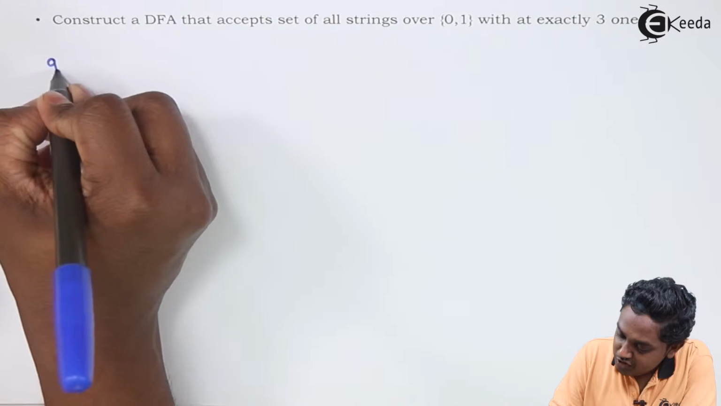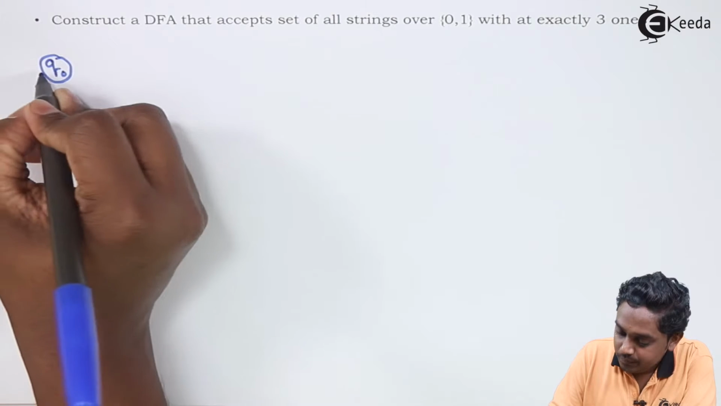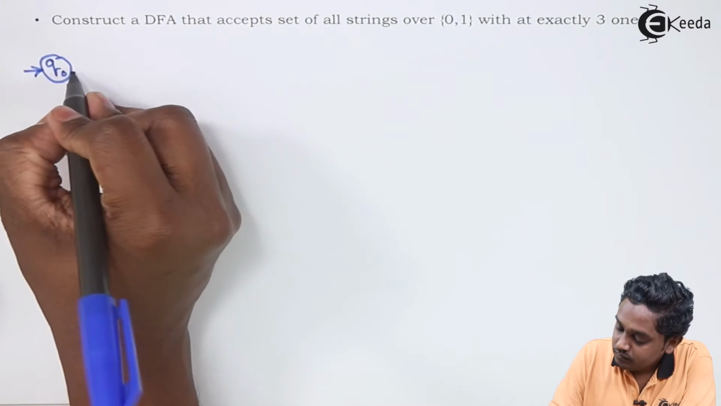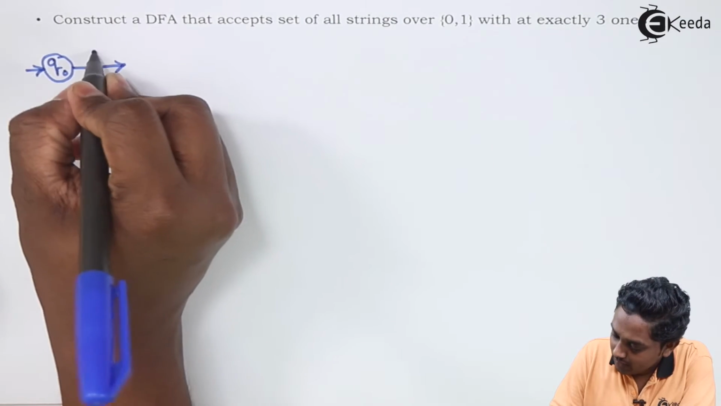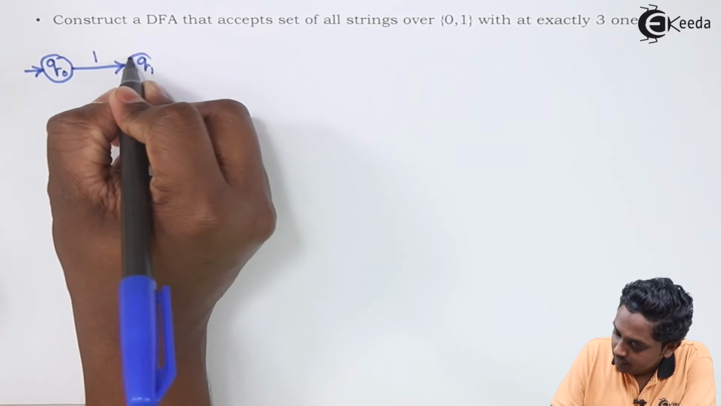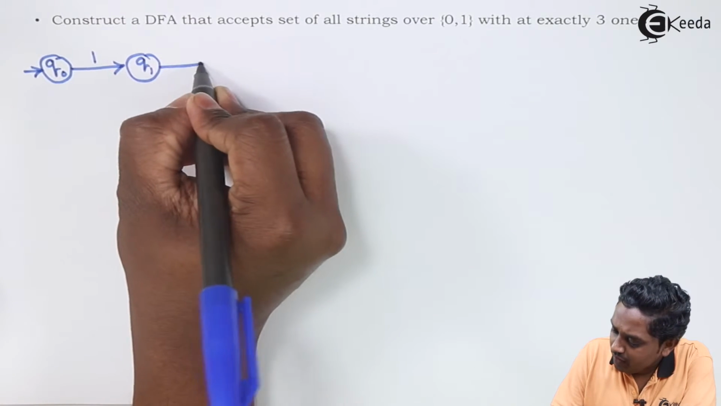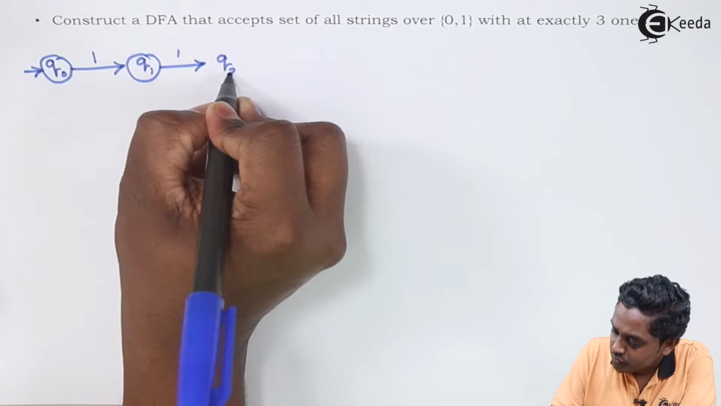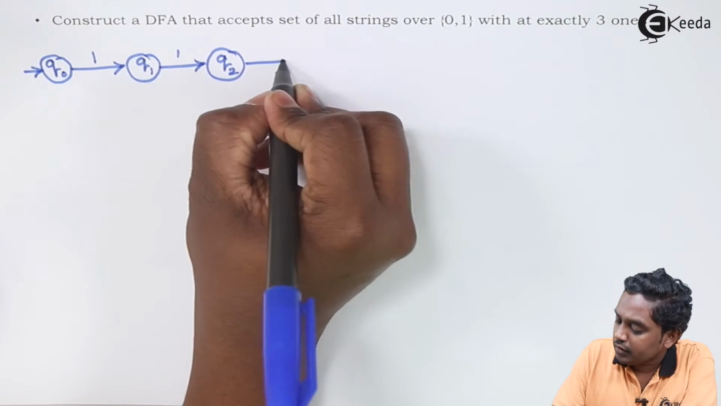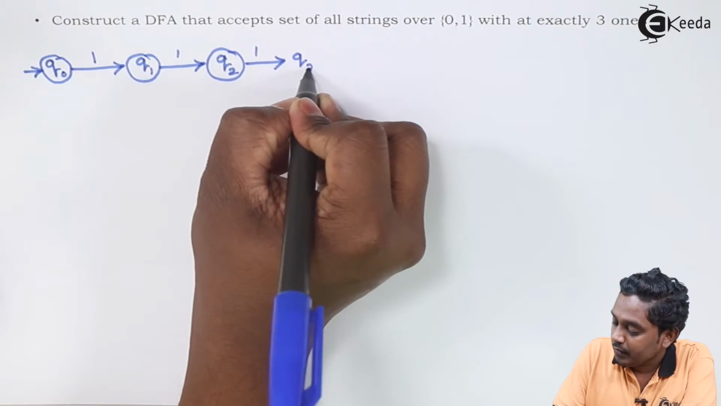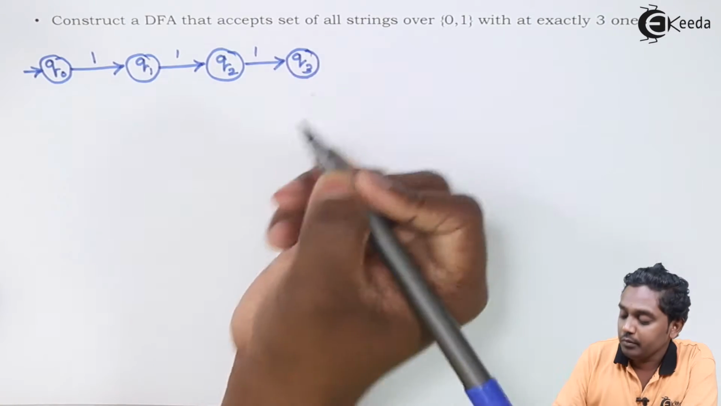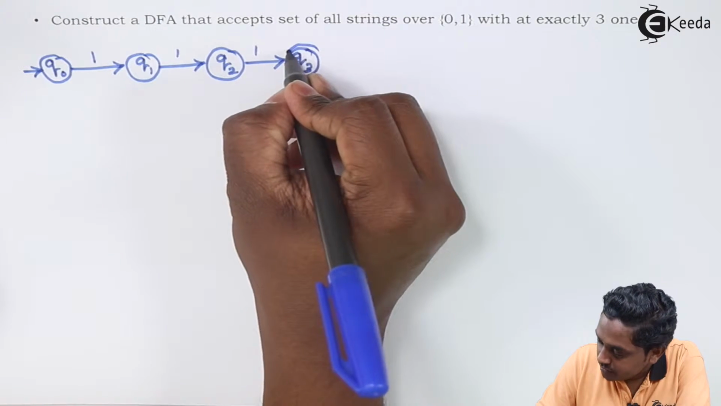So we'll start with the initial state Q0. On the first one, we will have a transition to Q1. On the second one, we will have a transition to Q2. On the third one, we will have a transition to Q3. Now this is going to accept 3 ones.